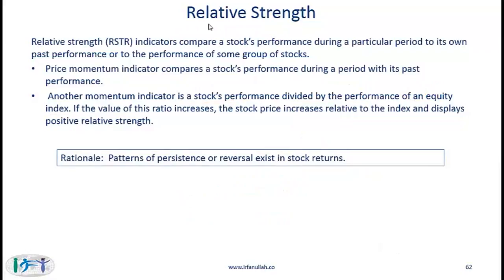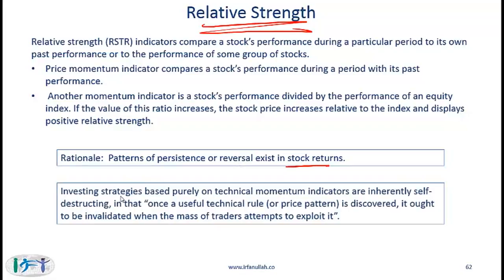So what is the rationale for relative strength? Patterns of persistence or reversal exist in stock markets. Now, this is the underlying theme behind technical analysis, that if a particular stock is performing very well, at least for the short term, there'll be some pattern, or in the short term, it will continue to perform well. But also note that investing strategies based purely on technical momentum indicators are inherently self-destructing.